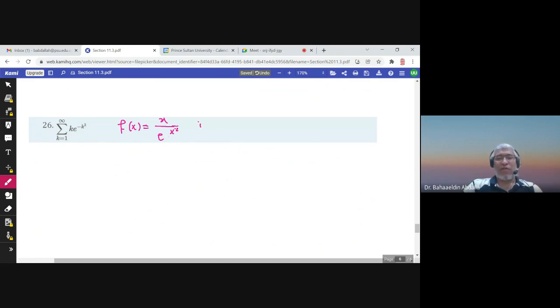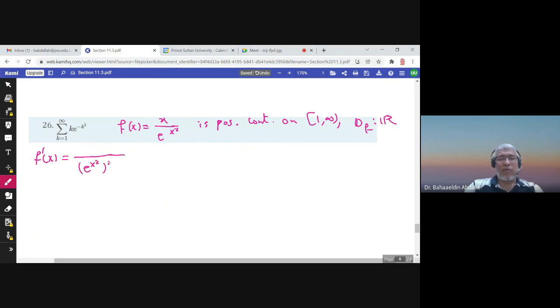As you can see, this function is positive, continuous from 1 to infinity, because the domain of this function is all real numbers. I have no problem with e to the power x squared. It will never be 0, and it's not negative either. So let us find the derivative to test where it is decreasing. Okay, so e to the power x squared all to the power 2.